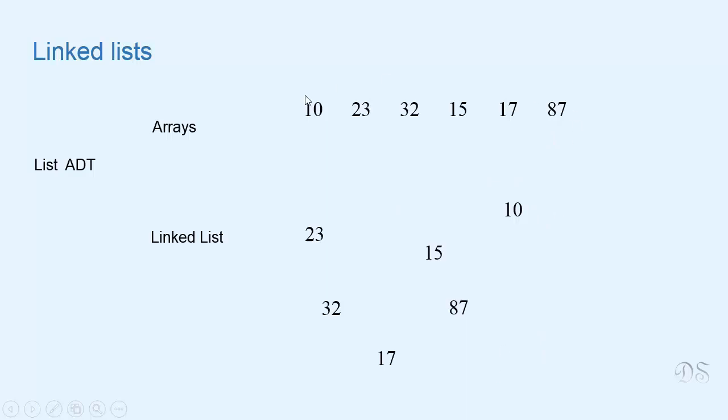Here the list items are stored in sequential locations, so the relative positioning of list items is implicitly maintained. We know that this is the first item, this is the second, and so on. In a linked list, the items are not stored in sequential locations, so the relative positioning of the list items is maintained with the help of links. A link is a pointer to the next item of the list. So we have these links here. Each link points to the next item. So with each list item, a pointer to the next item is stored.